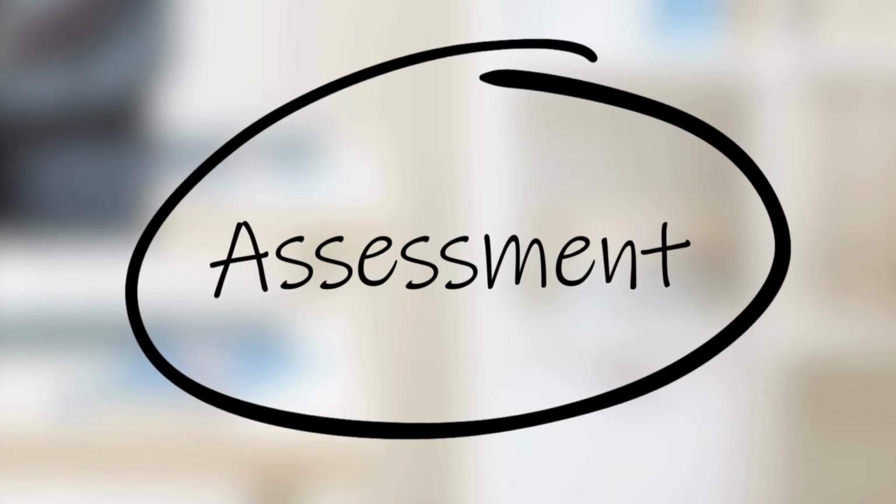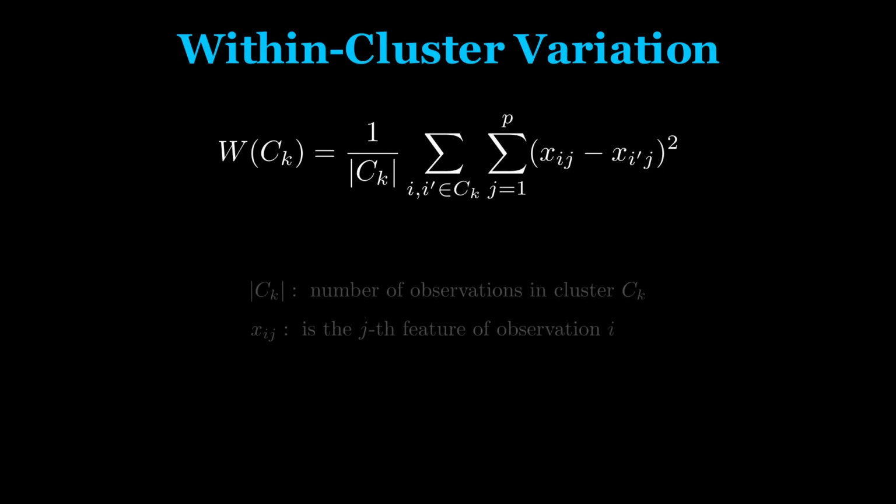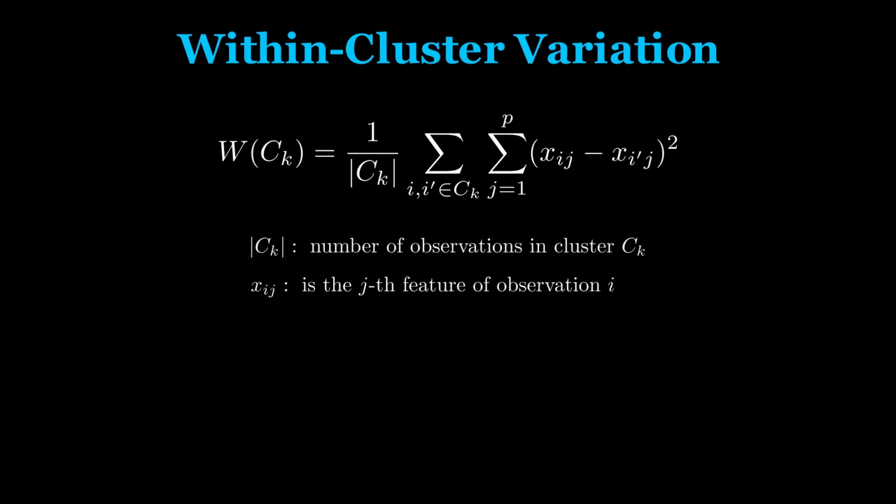Now that we've seen how k-means clustering works, how do we determine if the clusters are good? The most common way is to calculate the within cluster variation. This variation measures how similar the points inside a cluster are. Using the standard measure based on squared Euclidean distance, the within-cluster variation for one cluster C_k is given by the formula you see on the screen. The cardinality of C_k is the number of observations in cluster C_k, and x_ij is the jth feature of observation i. So in our previous example, where p equals 2, x_i1 is the x-coordinate value, and x_i2 is the y-coordinate value for observation i.